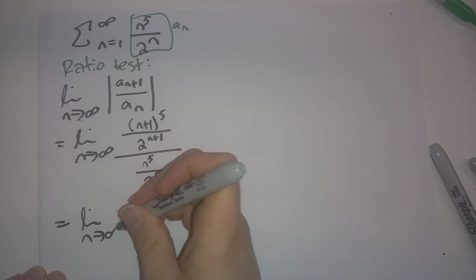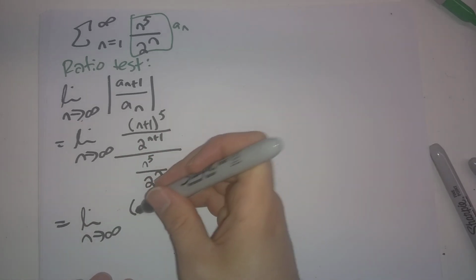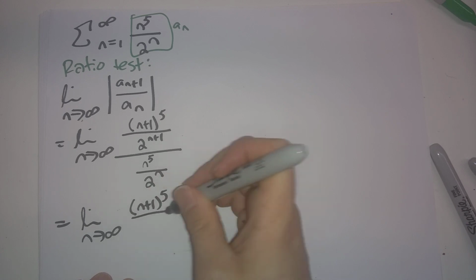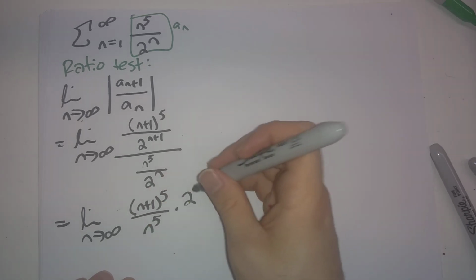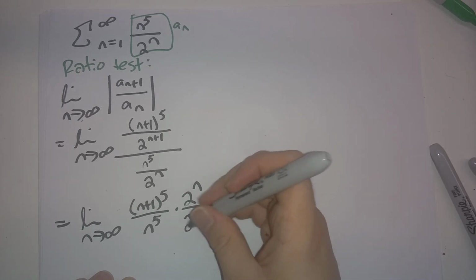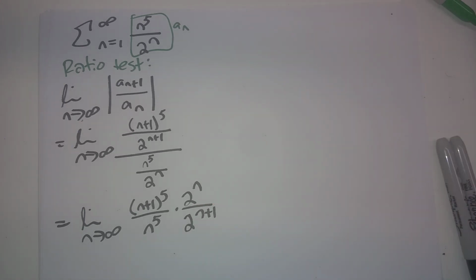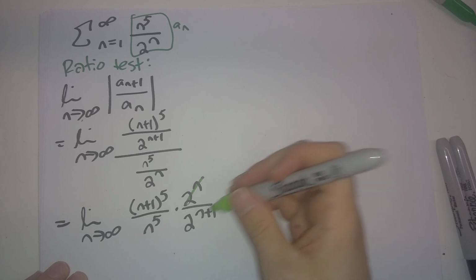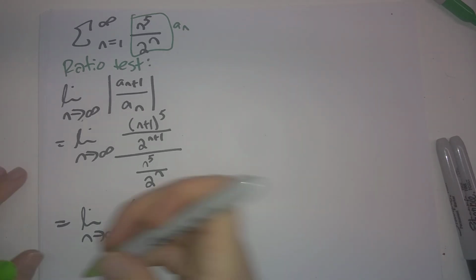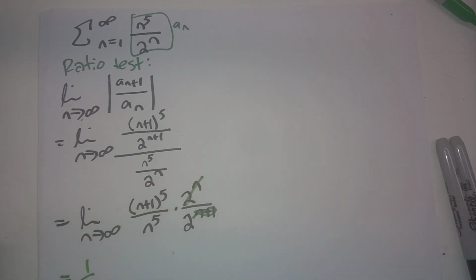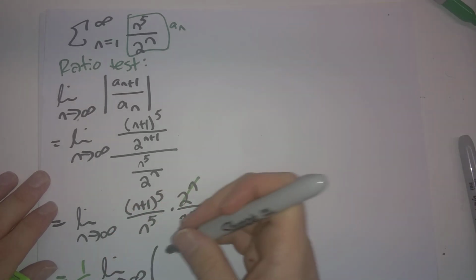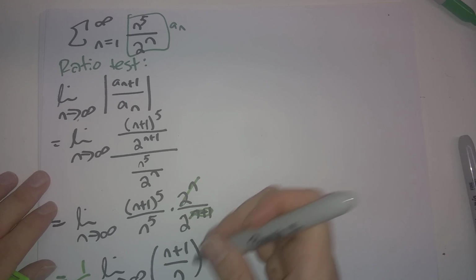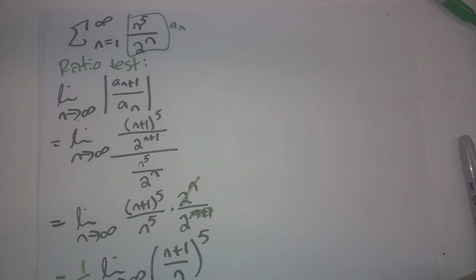Okay, so let's rearrange here. We have (n plus 1) to the 5th divided by n to the 5th, times 2 to the n over 2 to the n plus 1. So that's going to cancel and just leave us with a factor of 1/2 in the denominator. And then we just have (n plus 1) over n, all of this to the 5th power.